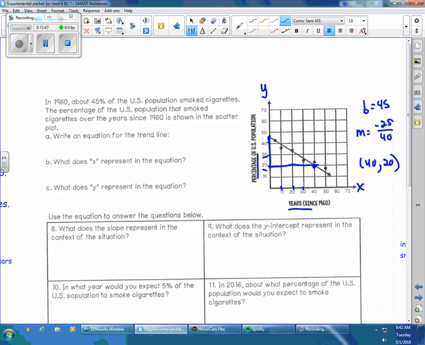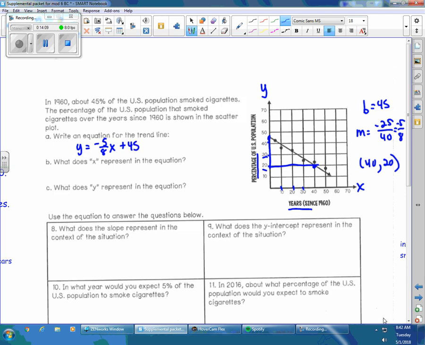25 divided by 5 is going to be 5. And 40 divided by 5 is going to be 8. So my slope is going to be negative 5/8. So if I'm writing this equation, it's going to be y equals negative 5/8 x plus 45.